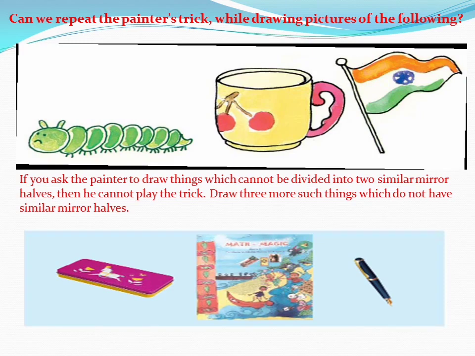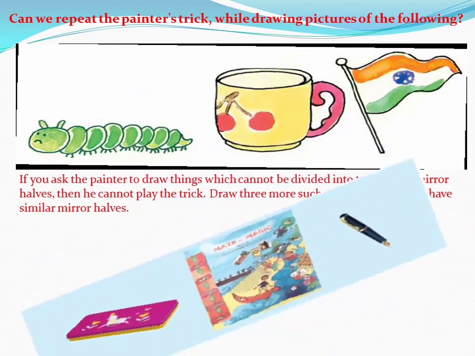So draw 3 more things which do not have similar mirror halves. So I have put a compass box, your math magic textbook and a pen. You can draw anything you like.